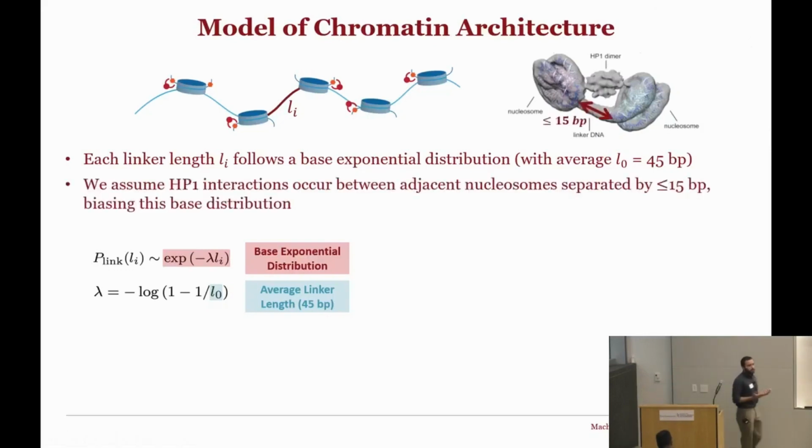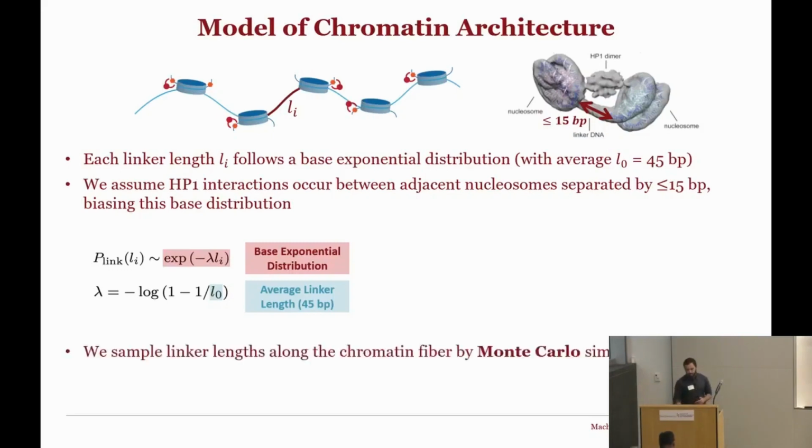Because HP1 bridging requires nucleosomes to be in proximity, we set a limit on the range of these interactions to adjacent nucleosomes separated by less than or equal to 15 base pairs. Beyond 15 base pair linkers, the amount of energy incurred by bending the linker DNA to get these HP1s close together is greater than the thermodynamic benefit of the HP1 interactions. And based on the distribution of linker lengths and the energy difference between HP1 interacting configurations versus no HP1 interacting configurations, we can use Monte Carlo simulation as a way to sample our linker lengths along this chromatin fiber.